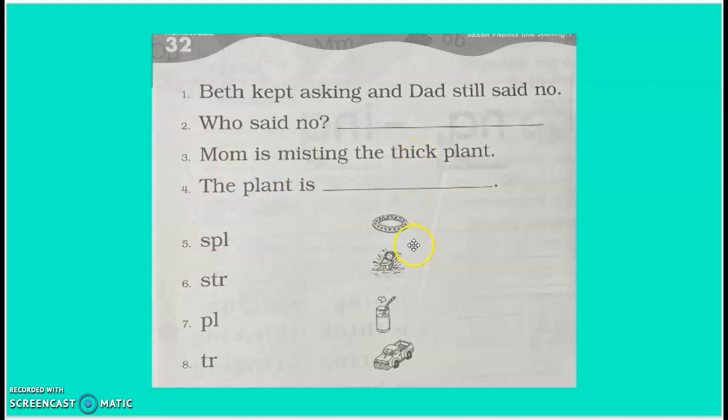Go down to 5 through 8. The first picture is of a plate. Plate. Splash. Straw. Truck. When you're finished, send a picture of the front and back of your paper to your teacher.